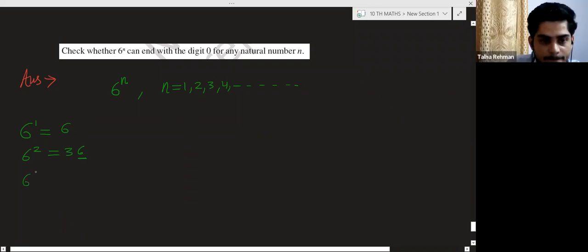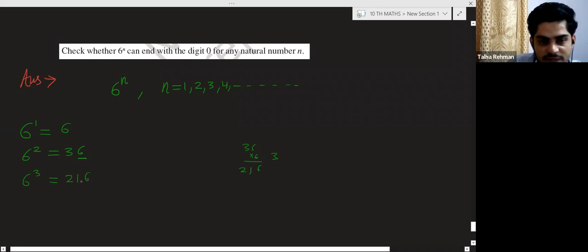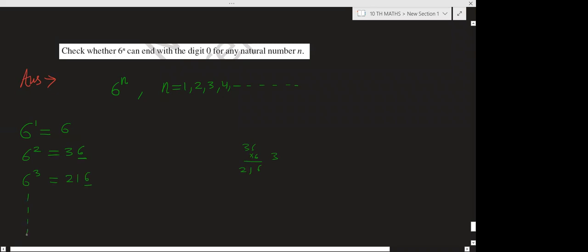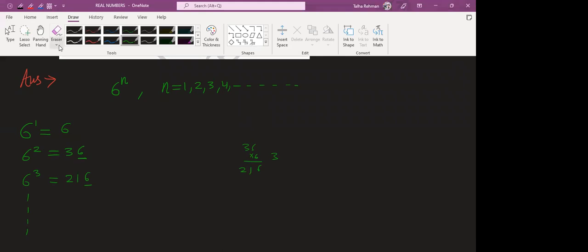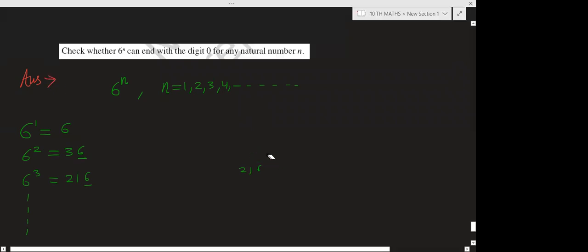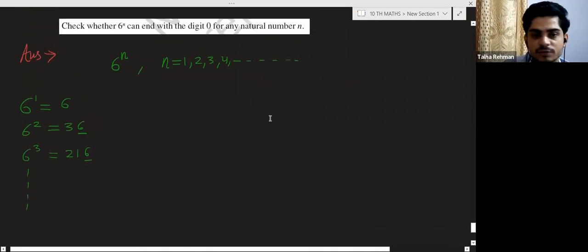6 to the power 3 will be 216. They are asking whether the end digit can be 0 or not, if we keep putting the values again and again. Okay, so we cannot do this again and again. This is not possible. So we have to find a way how to solve this.